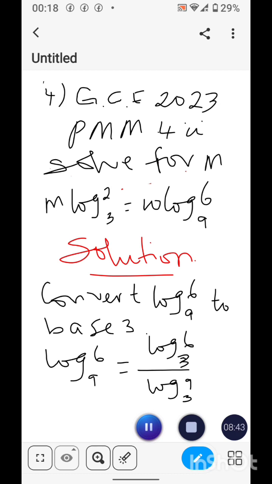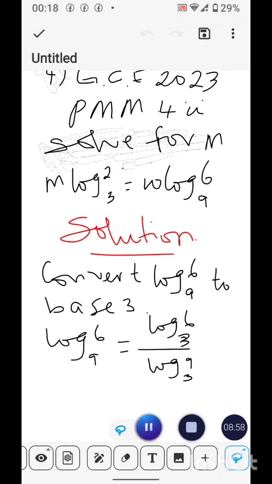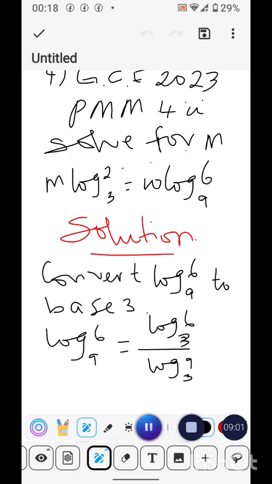Now, to solve an equation like this, we have to put it in its simplest form. Log 6 base 9, look at the base here. The base for this other portion is base 3, but here the base is 9. So the first interest I have is that we have to change this base 9 to base 3. And we saw change of base. 6 base 9, I want to change it to base 3.